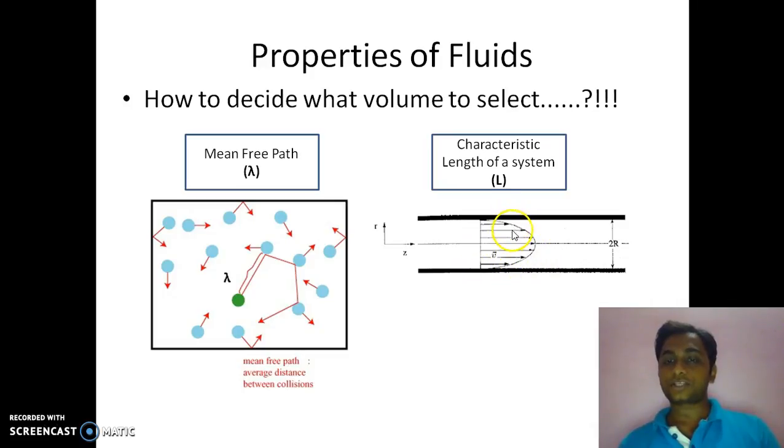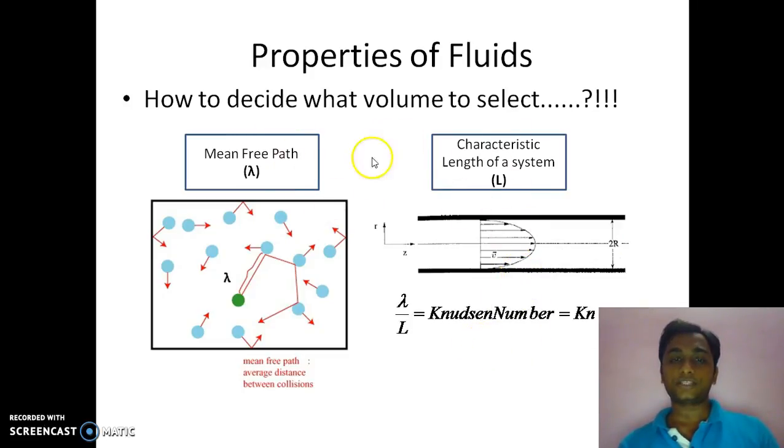So along this cross section, there is a significant variation of velocity present. Characteristic length is nothing but a distance over which there is a significant variation in the property present. Here r can be considered as a characteristic length, but in general we select 2r, or diameter, as the characteristic length, because only the order is going to change, the behavior will not. This is known as the characteristic length of a system.